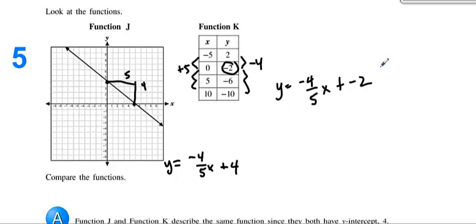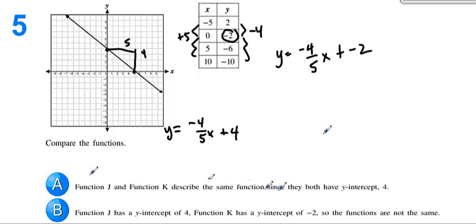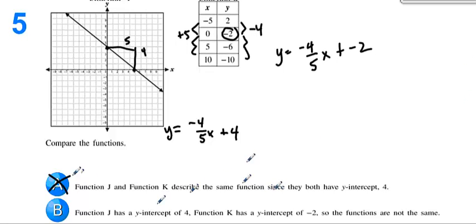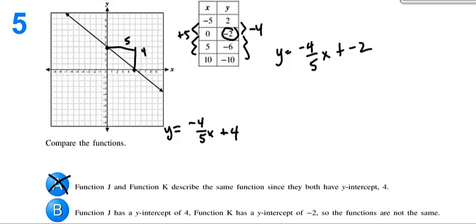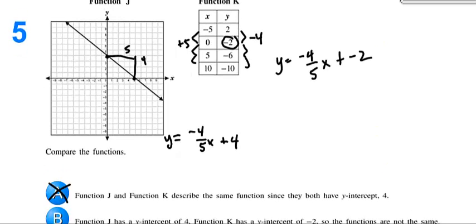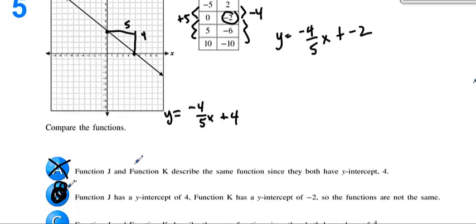So right off the bat, we know they're not the same functions because they have 2 different equations. So do they describe the same function? No. Function J has a y-intercept of 4. Function K has a y-intercept of -2. So the functions are not the same. And of course, we just established that. So our answer is B.